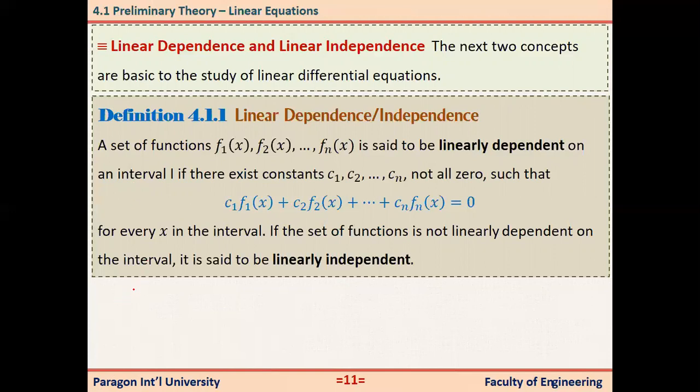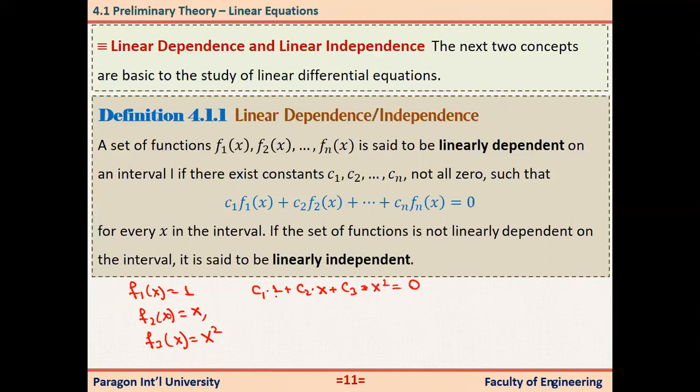For example, let's say we are given these functions. f1 of x is equal to 1, for example. f2 of x is equal to x. f3 of x is equal to, let's say, x squared. Are these functions linearly dependent or independent? Can you find three constants where C1 times 1 plus C2 times x plus C3 times x squared is equal to 0?